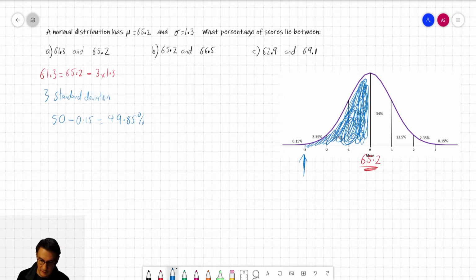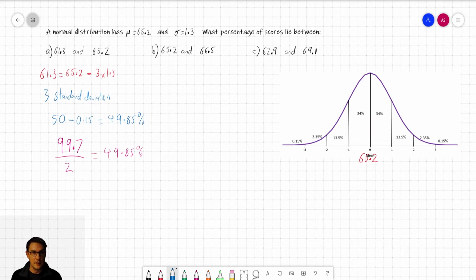Another way we can look at it, if we don't have these small numbers and we only have the big ones, is that going between 3 standard deviations away from the mean is equal to 99.7%. What we're going to do is take 99.7, and since we're only using half of the graph, we're going to divide that by 2. When we do that, we also get 49.85%. So this is saying that 49.85% of the scores are located between 61.3 and 65.2.